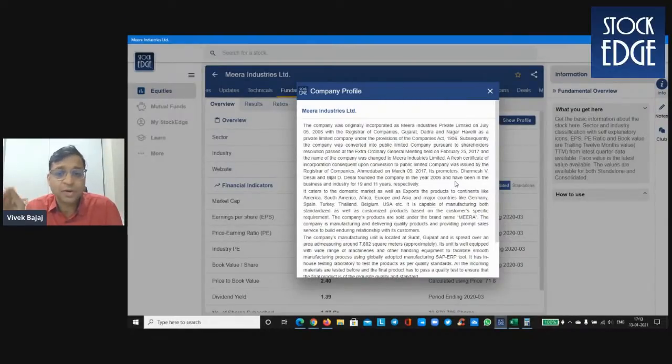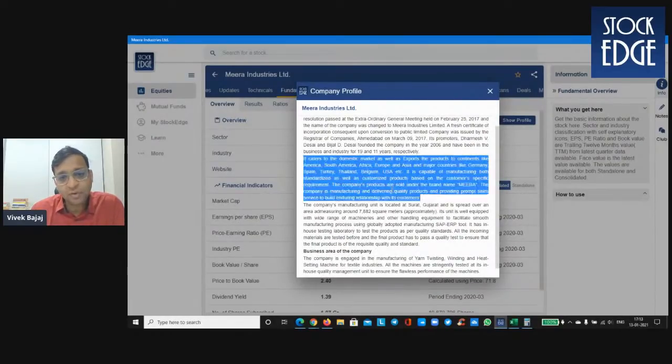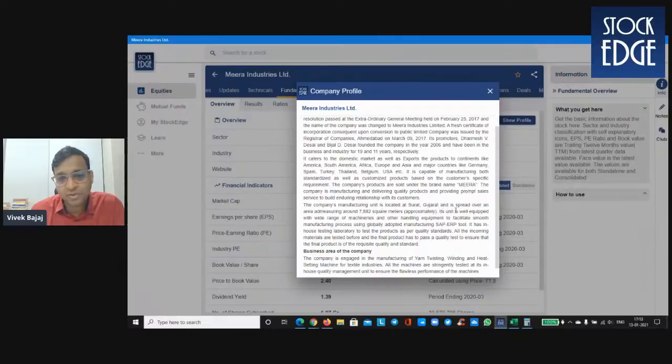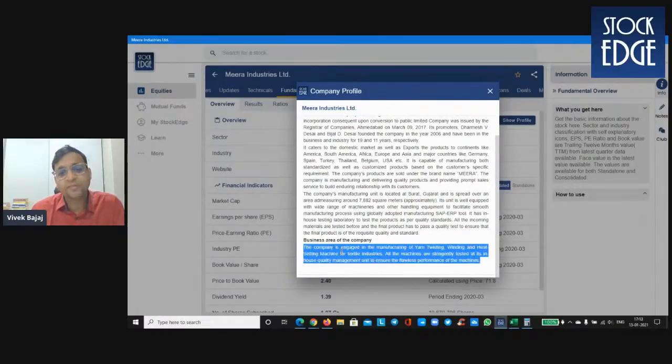It caters to the domestic market and export market, continents like America, etc. Manufacture both standardized as well as customized products based on customers. The company products are sold under the brand name Mira. The company is manufacturing and delivering quality products. The company manufactures in Surat. The company is engaged in manufacture of yarn twisting, winding, and heat setting machines for textile industries.